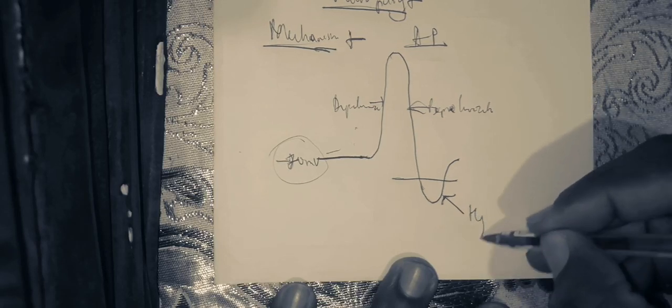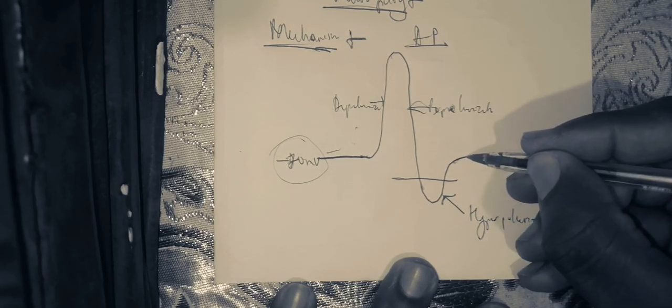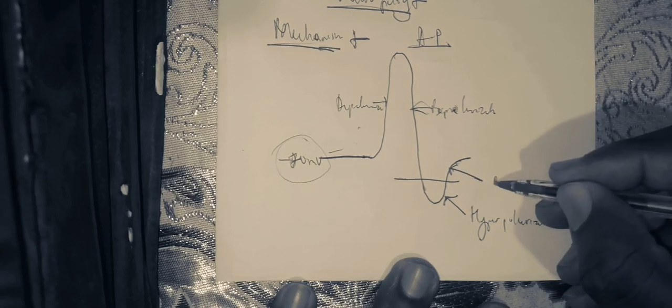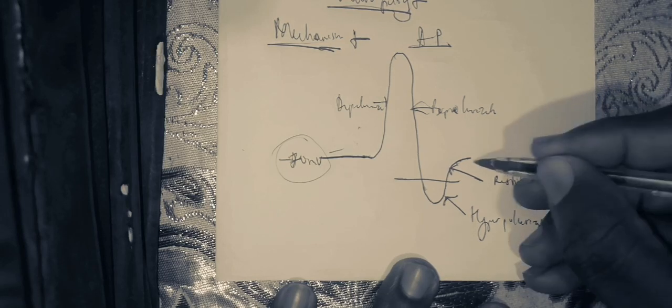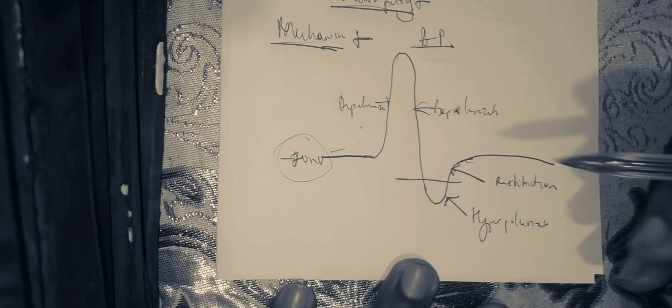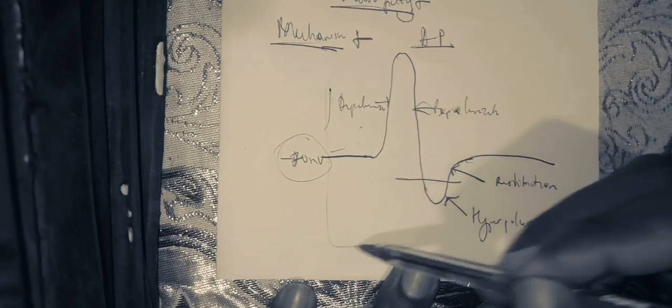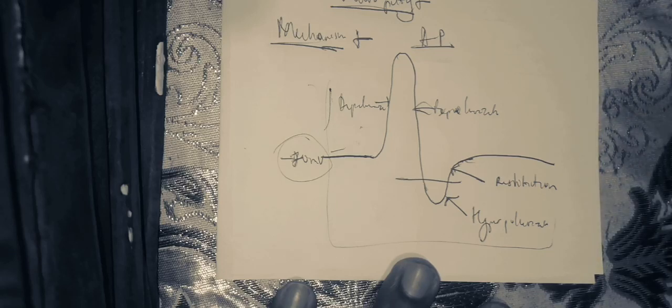It's called the hyperpolarization. And then lastly, you have the restitution. Basically, that is when you come back to the resting membrane potential. So those are the four major phases of your action potential. And when there is any disorder of this action potential, it is going to result in a neuropathy.